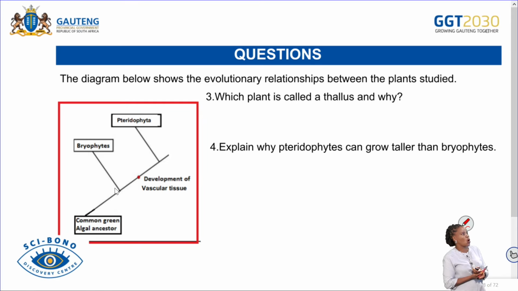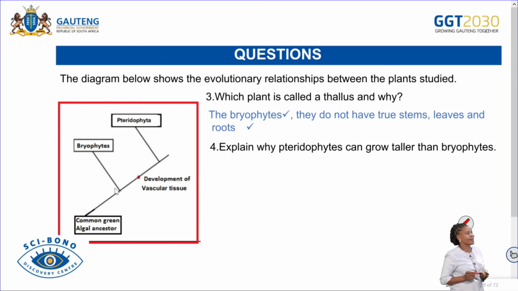Which plant is called the thallus, and why? Still considering our diagram, which one of the two and why? The one that is called the thallus is the Bryophytes. We all remember that. And why are they called the thallus? It is because they don't have true roots, they don't have true leaves, and they don't have true stems. So that's why they are the thallus.